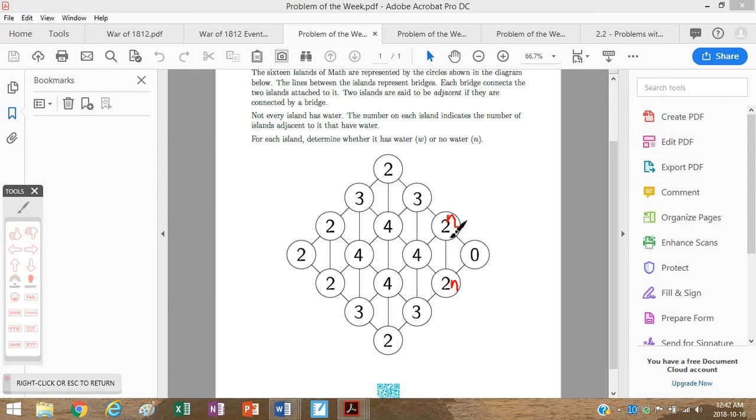Ooh, it's touching 6, right? 1, 2, 3, 4, 5, 6. But 4 of them have water. This one has to have water. This one has to have water. This one does, and this one does. All right. I look down at the 2 at the bottom here, and it's got 1, 2 that have water, which means this one doesn't have water.